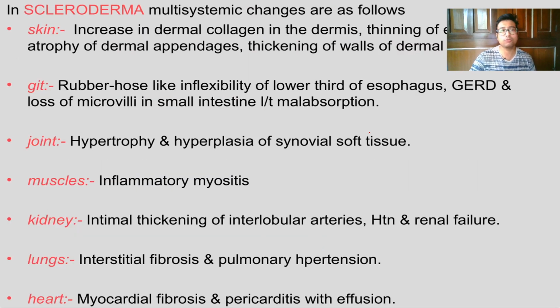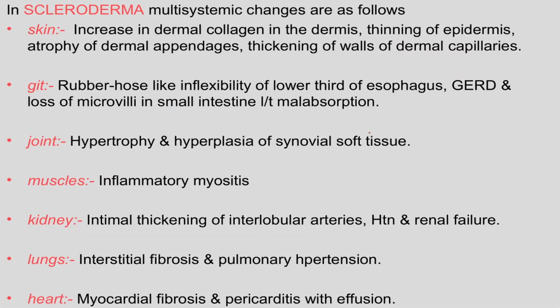Okay, now moving on, you need to know what the changes in scleroderma are. Since it is a connective tissue disorder, scleroderma will affect all throughout the body. Okay, so in skin, what happens? It's a multisystemic disorder. Any connective tissue disorder is actually a multisystemic disorder. So in skin, there is an increase in dermal collagen in the dermis. So as I told you, the dermis thickens, there is calcification in the skin, so skin becomes like a rhino. Okay, trust me, I am not joking, skin becomes very thick.